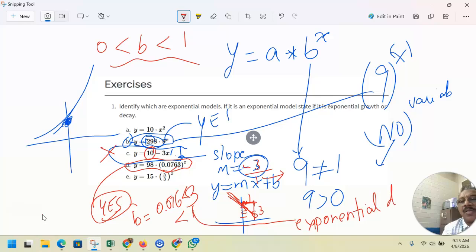So this is an exponential decay equation, and there is a decay factor. The number itself is called the decay factor. The whole thing is an exponential decay. It means the graph maybe starts at 98, let's put it at 98, and then the graph decays like this.